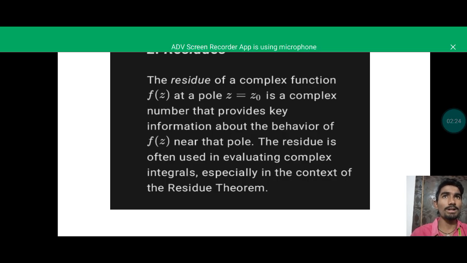This means the residue is often used in evaluating complex integrals, especially in the context of the residue theorem. And these are the definitions of the residue and the poles.